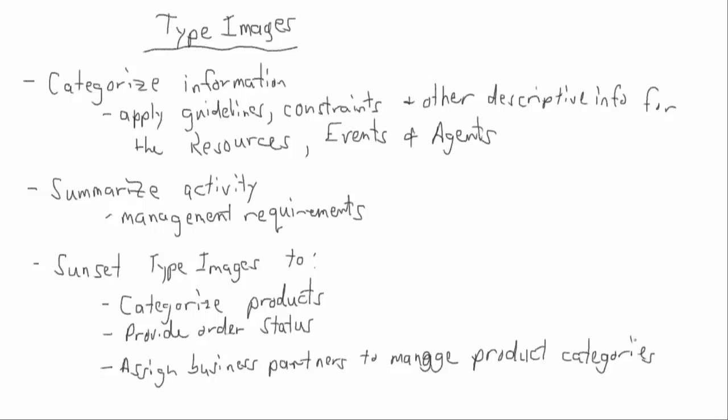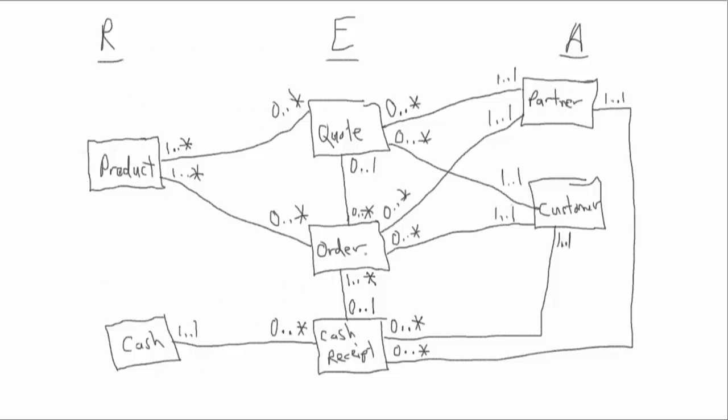So how will they go about doing this? We want to categorize products. We want to provide additional order status summarization capabilities. And then we want to assign business partners to manage various product categories. So let's go back to our diagram, and we can see we've got products. What we want to do is create another class here that allows us to categorize products.